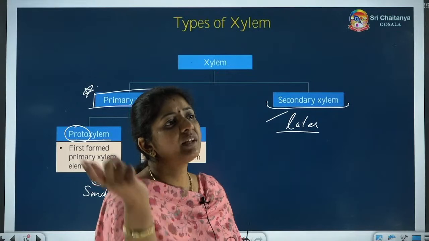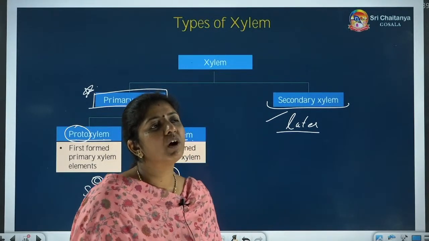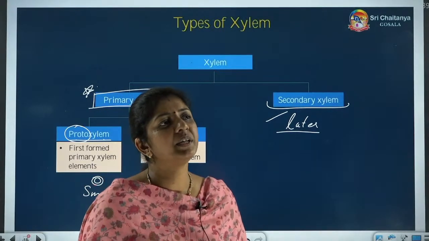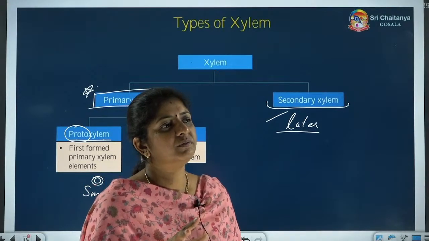Patches means somewhere, that we have discussed in the case of the collenchyma. At certain places it will be there, that you call as patches. Fine.